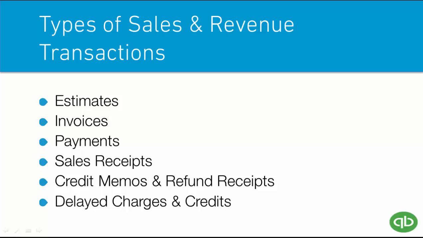Credit memos are used when a customer returns something or negotiates a lower price. This creates a credit in AR that can be used against future invoices. Refund receipts are also used when a customer returns something, but with a refund receipt, you're refunding their payment.